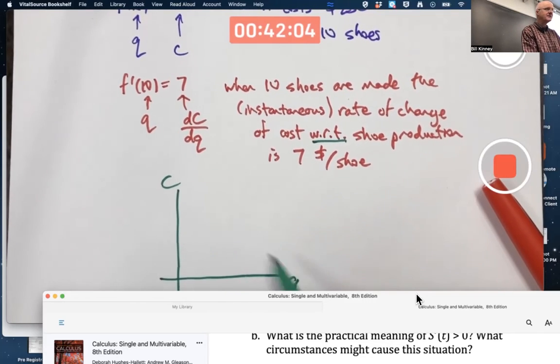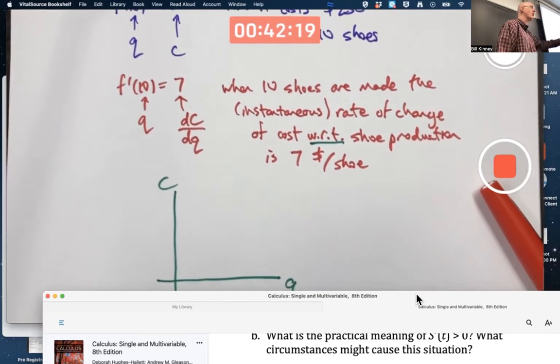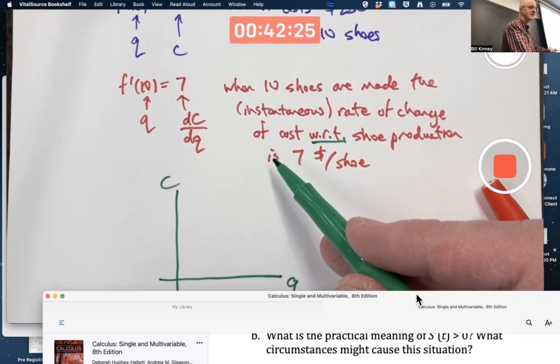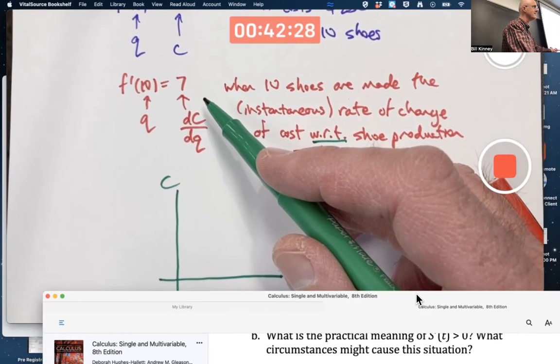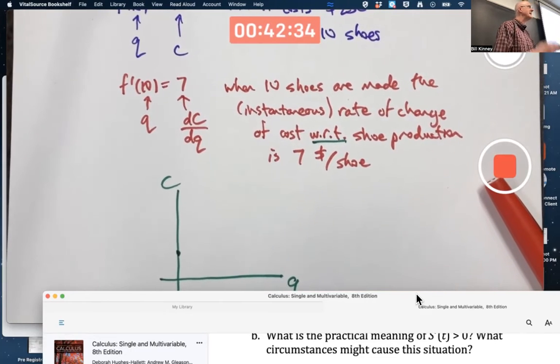What does the graph of the cost versus shoe production look like? I don't know. But we could hypothesize a possibility. It should be increasing. You make more shoes, it's going to cost more. So the graph should have a positive slope. And this derivative is positive. Should it have a positive vertical intercept? Probably, because even if you don't make any shoes, you still have costs. Like you have a building and workers to pay.